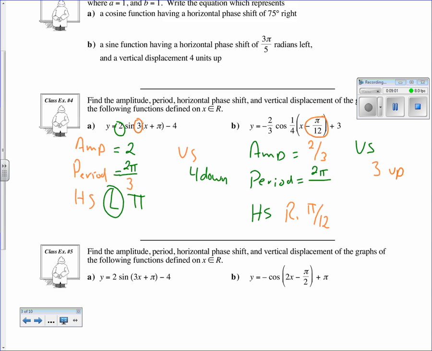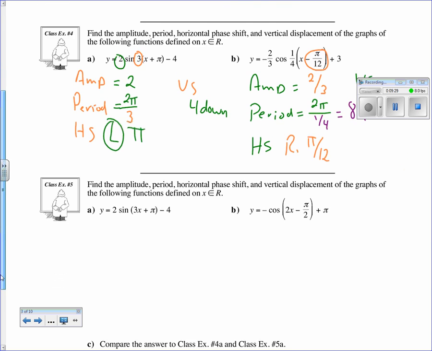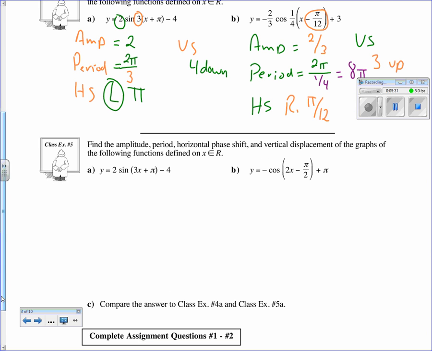And how am I going to get my period? 2 pi divided by what? 2 pi divided by 1/4. Do you know what that is? That's 8 pi. 2 pi divided by 1/4 is 8 pi. So reading these off has been very nice. We're going to just slide down and get one of these 2. I'd like to look at the sine one, and the cosine one is similar.